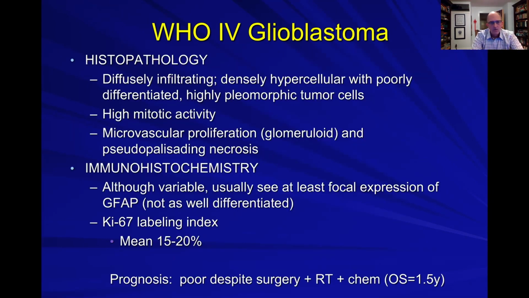All right, so to wrap it up, histopathologically, again, diffusely infiltrating, very hypercellular, poorly differentiated cells, lots of pleomorphic tumor cells, very high mitotic rate. Now you see a lot more microvascular proliferation and necrosis that's called pseudopalisading. The immunohistochemistry is a bit more variable, but you might see some GFAP positivity. Ki-67 is much higher now, up in the sort of 20% range. And again, the prognosis is very poor despite all the therapies, with an overall survival of about 1.5 years.